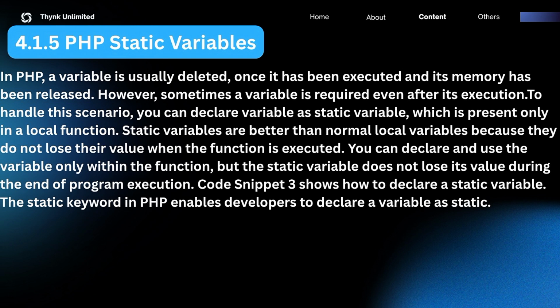Think of a static variable as a tiny memory bank tied to a specific function. The first time the function runs, PHP initializes the variable. On later calls, PHP does not reinitialize it. It reuses the stored value. This makes static variables perfect for tasks like counting how many times a function was called, caching an expensive computation after the first run, memoization, or tracking state in recursive functions without pushing extra parameters around.